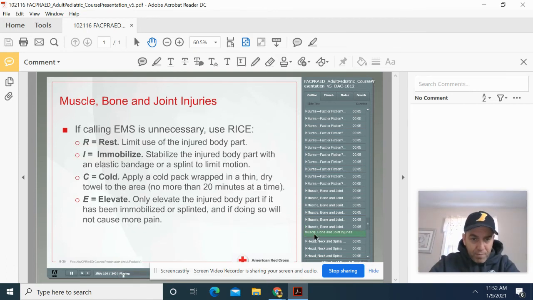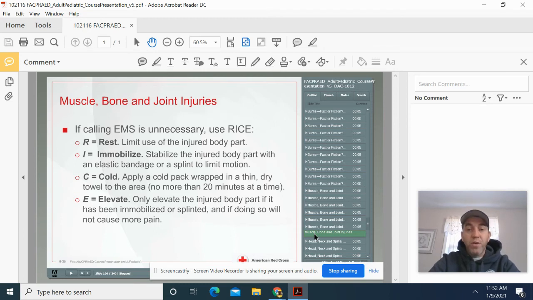Okay. What we want to follow is RICE. Now, this is different than the physical therapist RICE. This is rest, immobilize, cold, and elevate. All right, write that down. Rest, immobilize, cold, and elevate. Rest. Just have them sit there, rest there.